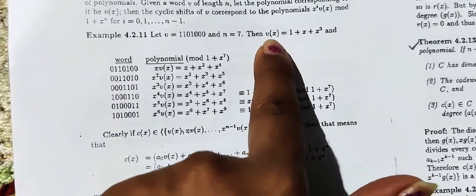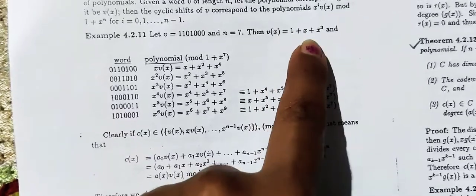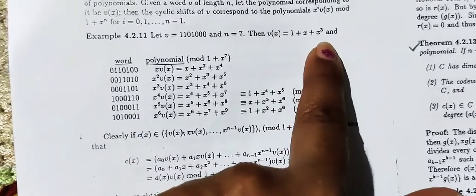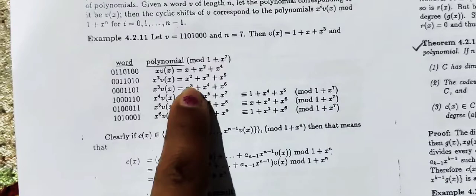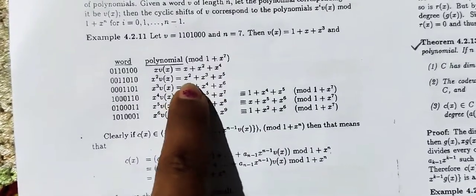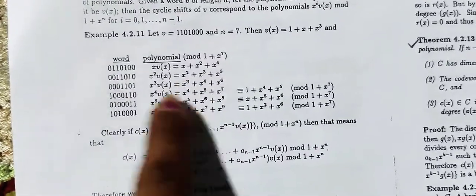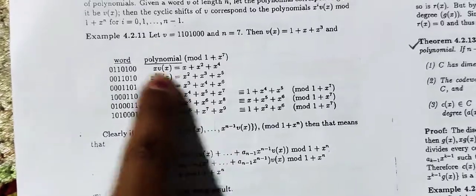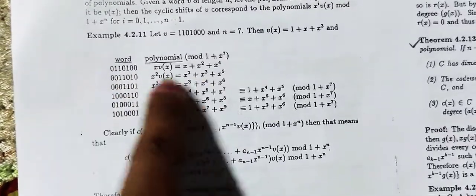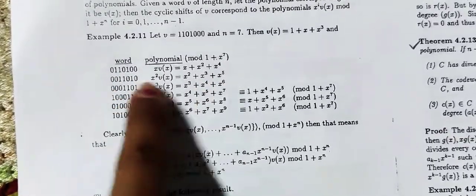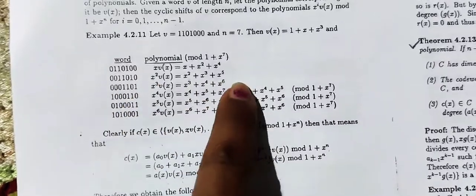X square into v of x is x square plus x cube plus x raised to 5. So that means this one. Here 1 and x are not present, so 0, 0. X square is 1, x cube is 1, x raised to 4 is not here so 0, and x raised to 5 is 1. X raised to 6 is 0.